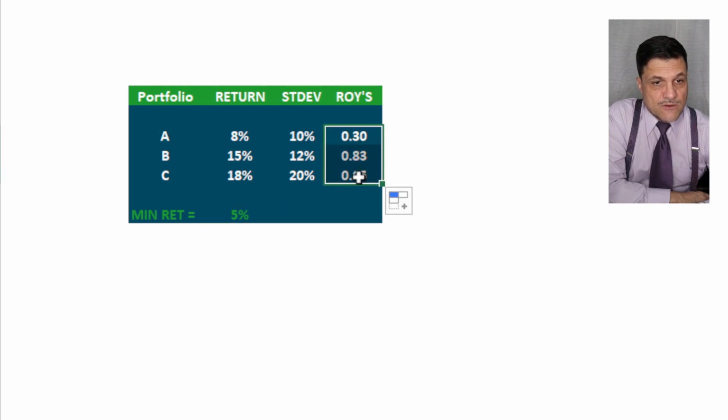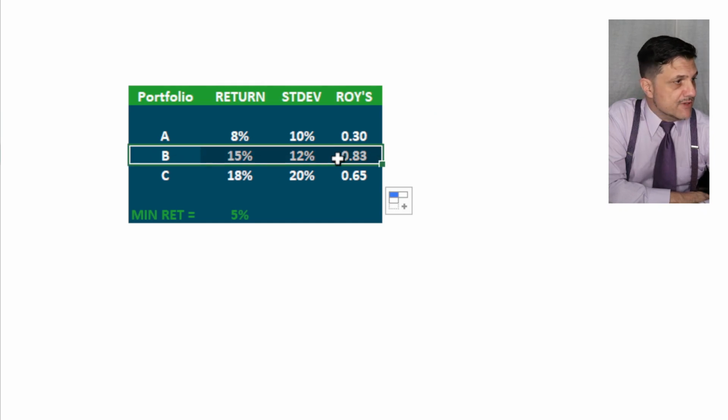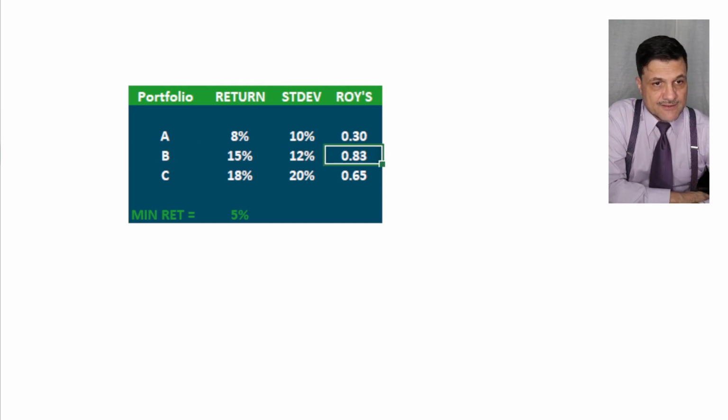And now, which one is the best portfolio based on Roy's criteria? It's portfolio B. Portfolio B has the highest, so let's put it there. That's the highest, okay, there you go.